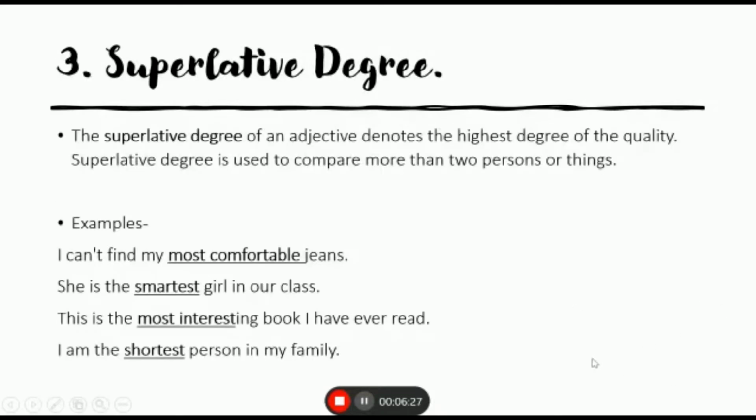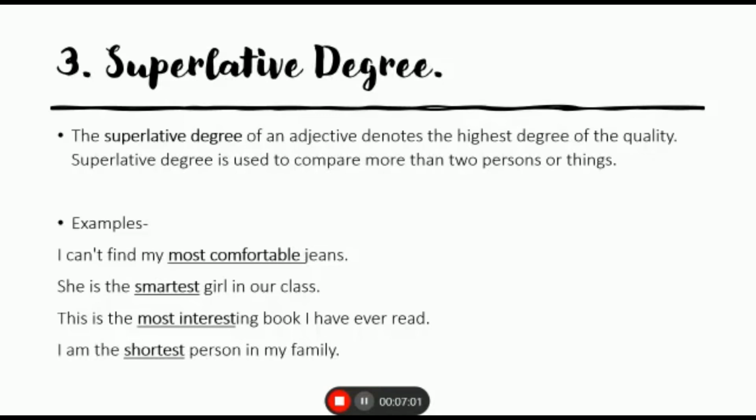Superlative: when one thing is being compared to the rest of the persons or things, it is known as superlative. Example, I can't find my most comfortable jeans. I may have 10 different jeans, but I could not trace down the one that I am most comfortable in. She is the smartest girl in our class. Our class may have 10 girls or 20 girls, but out of those girls, this particular girl is the smartest one. So I am comparing one girl with the rest of the class.